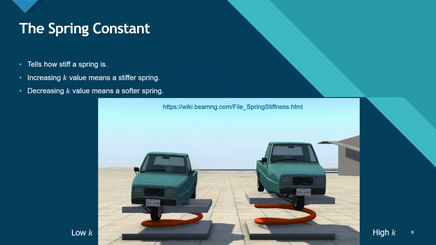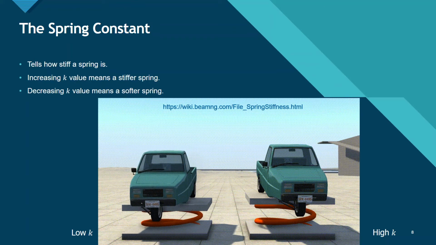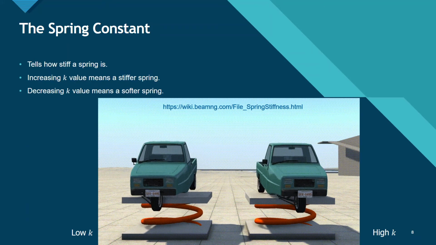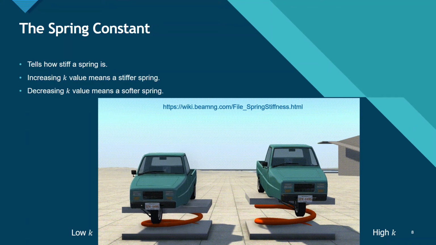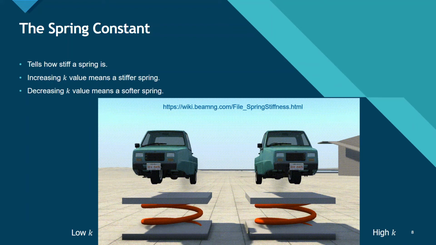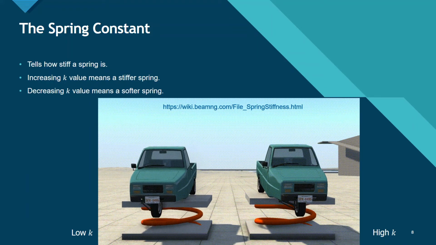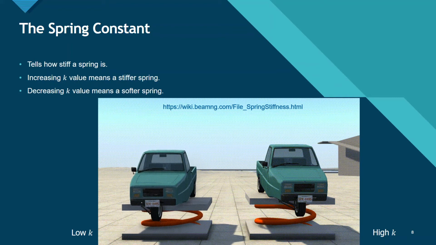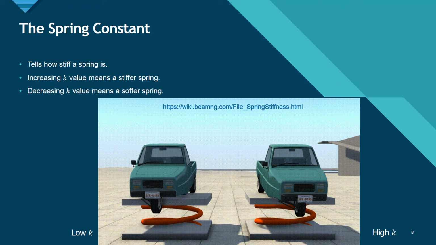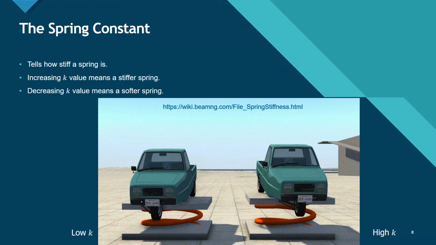Speaking a bit more on the spring constant, all the spring constant does is tell us how stiff a spring is. If you have a high k value, then you have a stiff spring. If you have a low k value, you have a softer spring. In the GIF, you have two cars of equal mass, so gravity is the same, and they both apply the same force. But you notice that the one with the low k value is a lot more bouncy and wobbly, while the one with the high k value is firm.